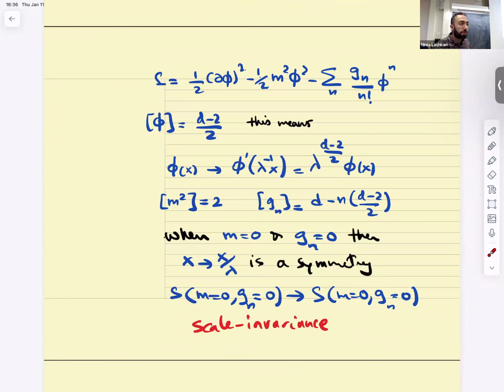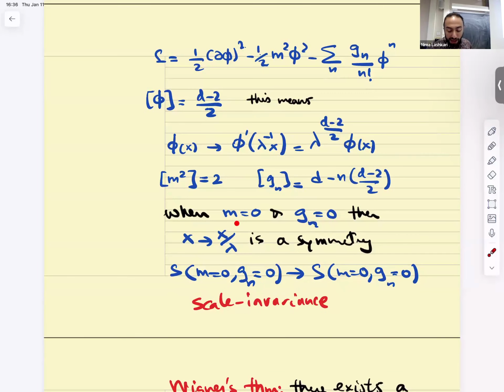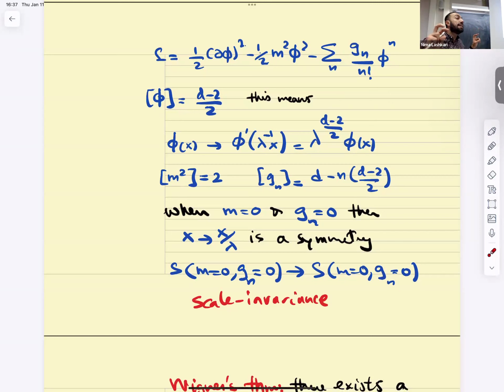Now let's think about the active picture. We're not dealing with phi prime anymore; we're talking about phi of lambda minus 1 x. To understand that, let's pick a particular case. When this term and this term are absent, you only have one half del phi squared. That's your action. This is a massless free boson. In this case, you can see that if you take this action without these two terms, S at m equals 0, G n equals 0, it remains the same under this transformation. It's a symmetry of this theory. So the massless free boson is a scale invariant theory.